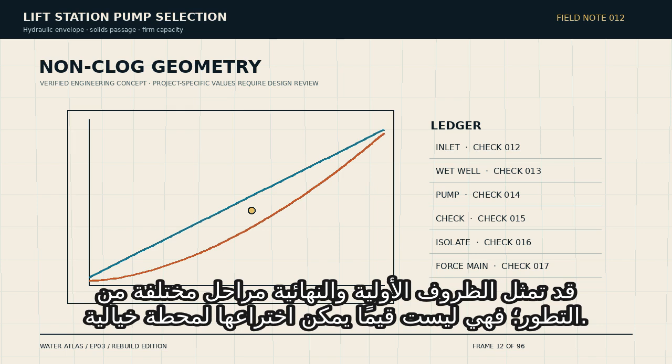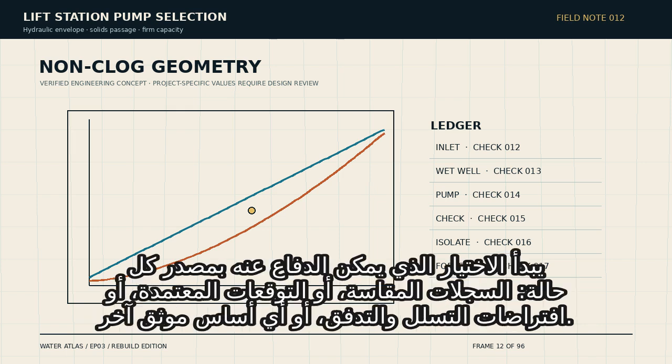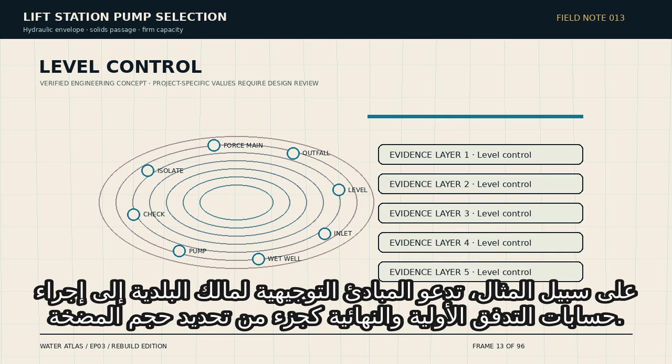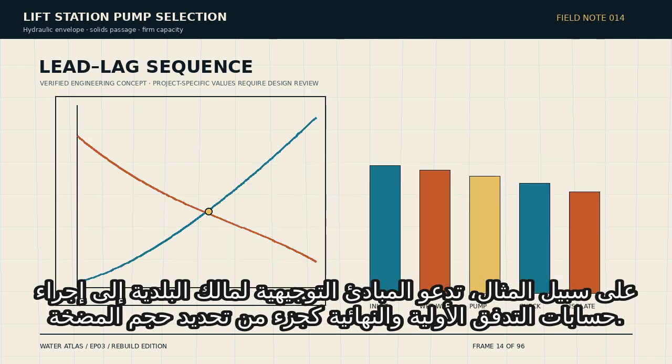A defensible selection begins with the source of each condition: measured records, approved projections, infiltration and inflow assumptions, or another documented basis. A municipal owner guideline, for example, calls for initial and ultimate flow calculations as part of pump sizing. That is an owner-specific requirement, not proof that every jurisdiction uses the same categories.